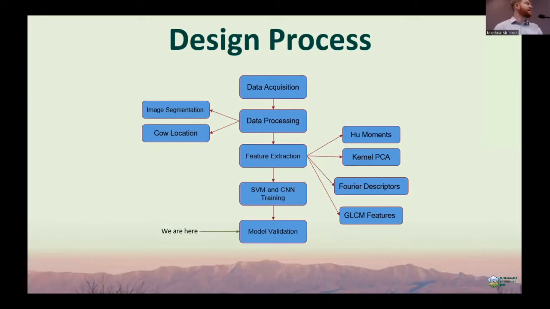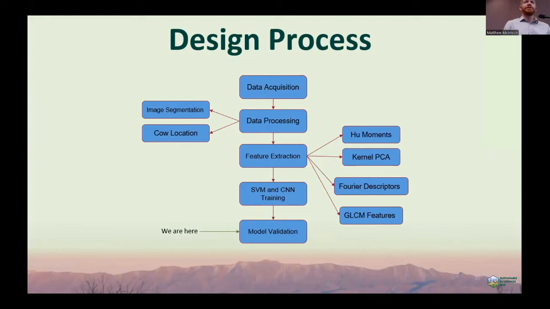We also have texture descriptors like the GLCM features. These describe things like texture. So think about rib patterns that are protruding, vertebrae that are showing, and it's giving the SVM a more complete picture of what the cow looks like.